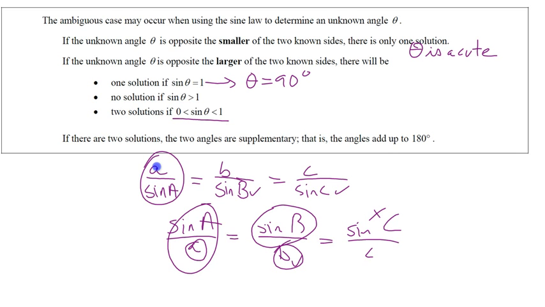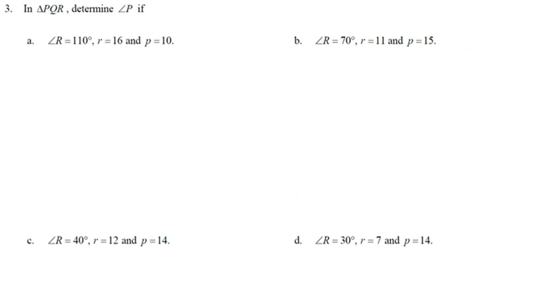So you have to be opposite the larger of the two known sides. So you don't know, maybe this angle's acute, maybe it's obtuse. We have to investigate that. Okay, so we're going to do triangle PQR. We're going to determine angle P if we know that angle R is 110, little r is 16, and little p is 10. Now, since this angle is obtuse, I know the other two angles must be acute. When I solve this for angle P, I don't bother with, oh, it could be this or this, right? I know it's just the acute angle, because anything else added on to this would make it greater than 180.